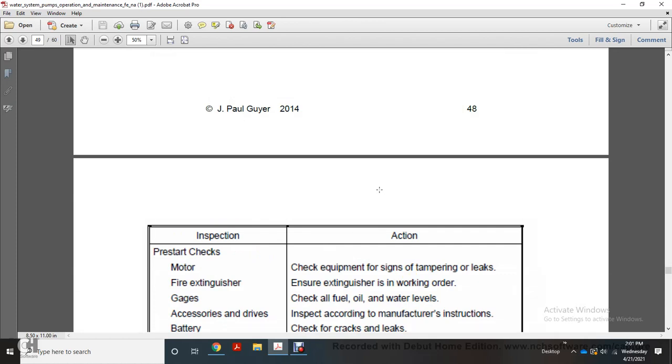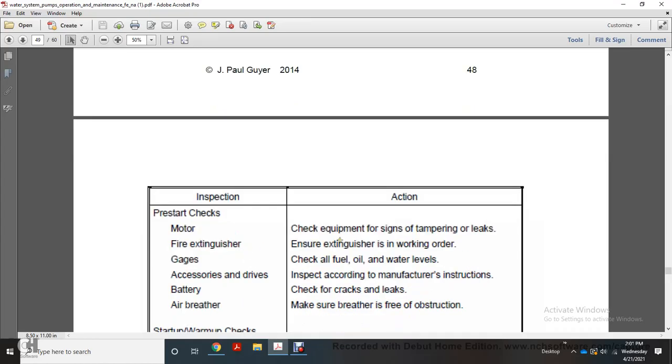Alright, pre-start checks. Motor: check the equipment, assure there is a fire extinguisher in working order. Gauges: check all fuel, oil, water level, and accessory drive in accordance with the manufacturer's instructions. Battery: check for cracks and leaks. Air breather: make sure the breather is free of obstruction.